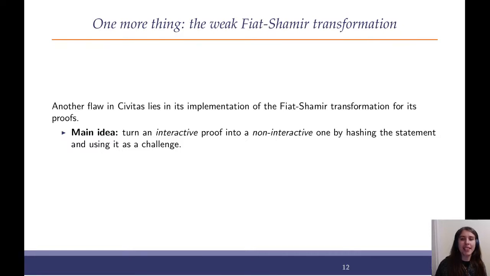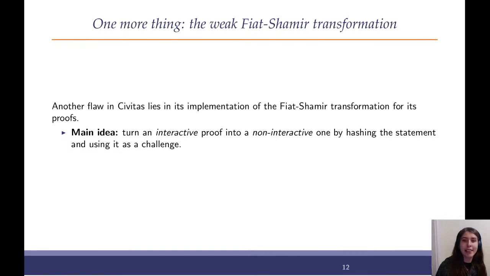This is an interactive proof, and the interactivity makes it quite inconvenient for large-scale protocols. The idea of the Fiat-Shamir transformation is we're going to turn an interactive proof into a non-interactive one. And we're going to do that by generating a challenge, but not just any challenge, because if the prover chooses the challenge and the prover chooses the statement, then it can be quite easy to generate a proof of a false statement. So we need this property called adaptive soundness, and we're going to use the Fiat-Shamir transformation to do that.